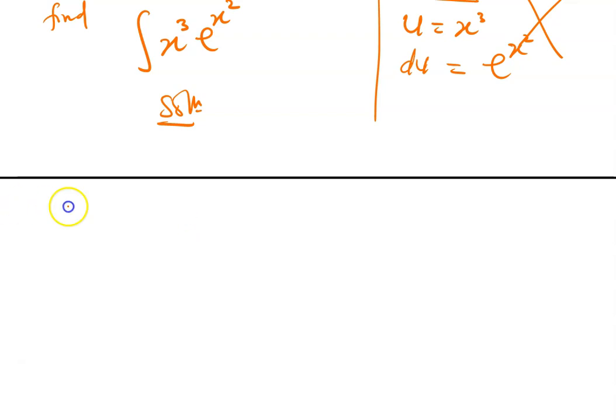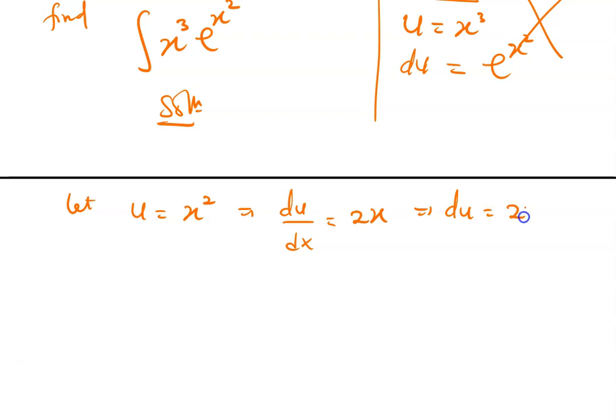So with this one, I'm going to let u be equal to x squared. Then, in that case, the derivative of u with respect to x is going to give me 2x. Very good. So at this point, we are going to get du is equal to 2x dx. Then, what again? If I have dv, what is dv? dv is going to be x e^(x squared).